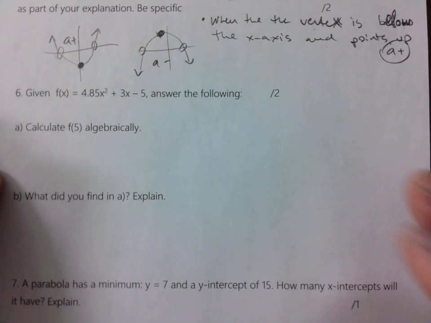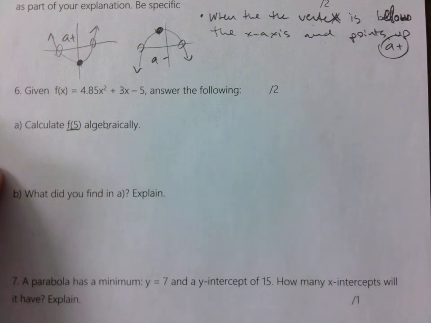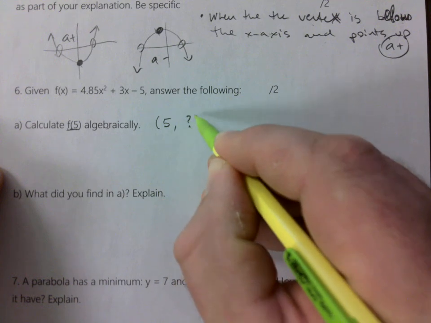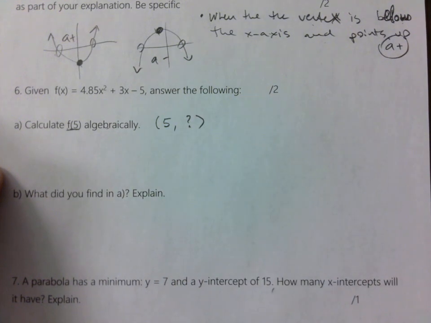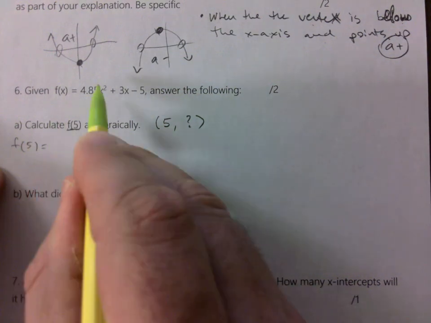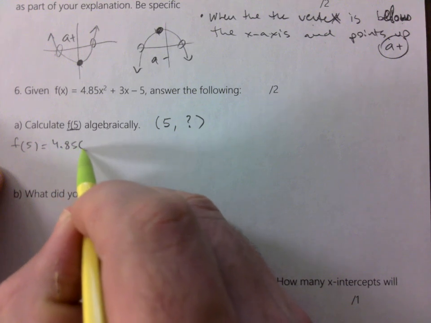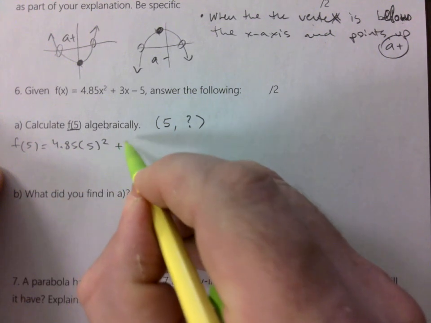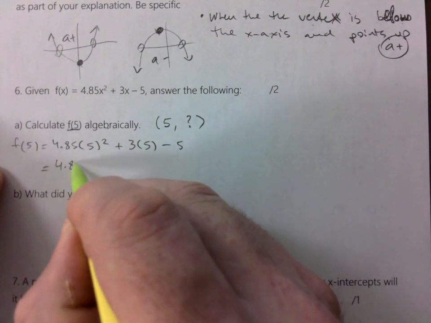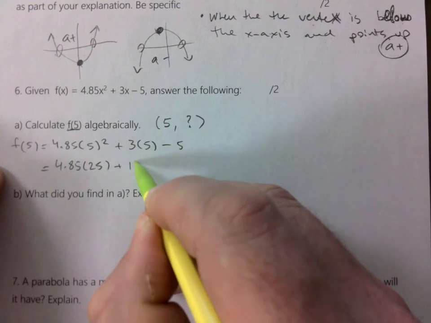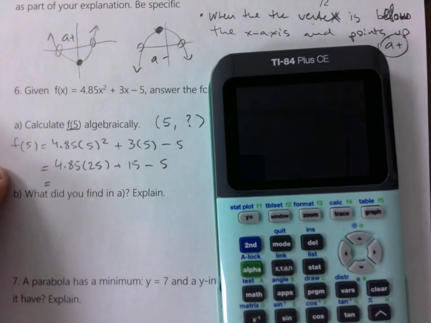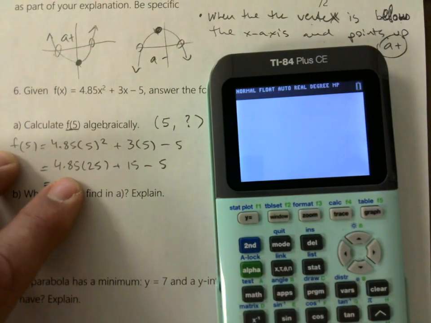f of x is that. Answer the following. Calculate f of 5 algebraically. In other words, you're trying to find, if x is equal to 5, what's the y value of that point on the parabola? That's what you're trying to find algebraically. So f of 5 is simply plugging in 5 wherever there is an x. So 5 squared plus 3 times 5 minus 5. Okay, this would be 4.85 times 25 plus 15 minus 5. And you could technically plug that into your calculator just like that, but I would like to see steps there.